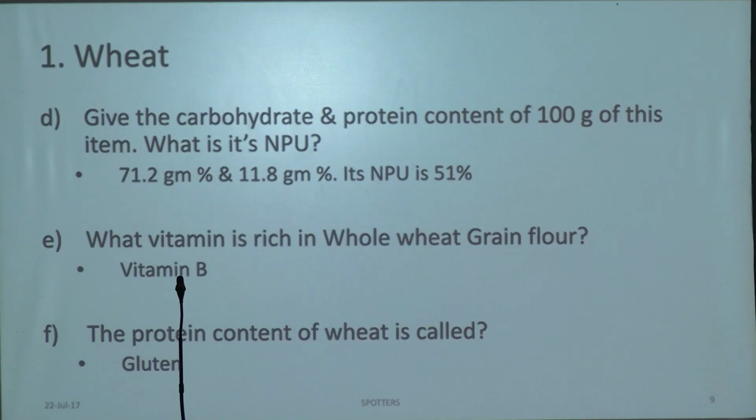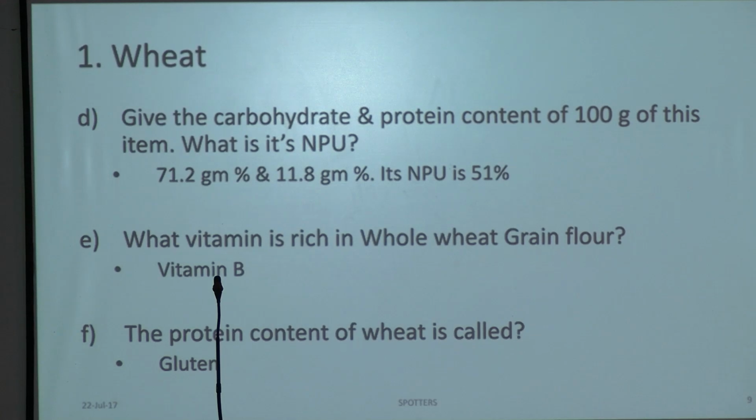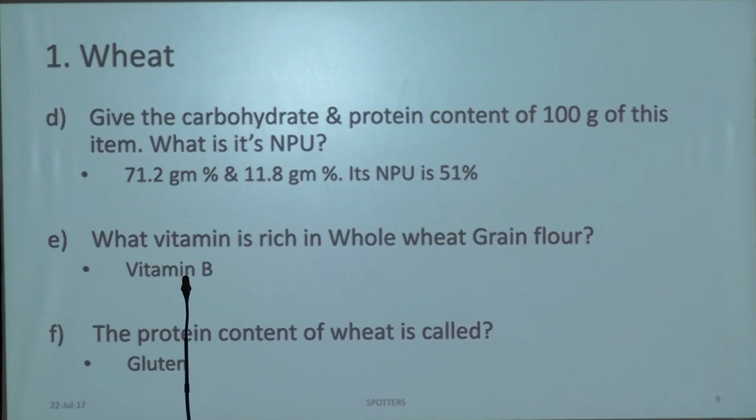Also, as we are discussing wheat, we also have to discuss its protein content. In protein content, what you have to read is NPU, net protein utilization. What is the definition? It might be asked in your spotter, or it's also a very important viva question from the nutrition part. NPU for wheat is 51%. It is easier to remember, almost half.